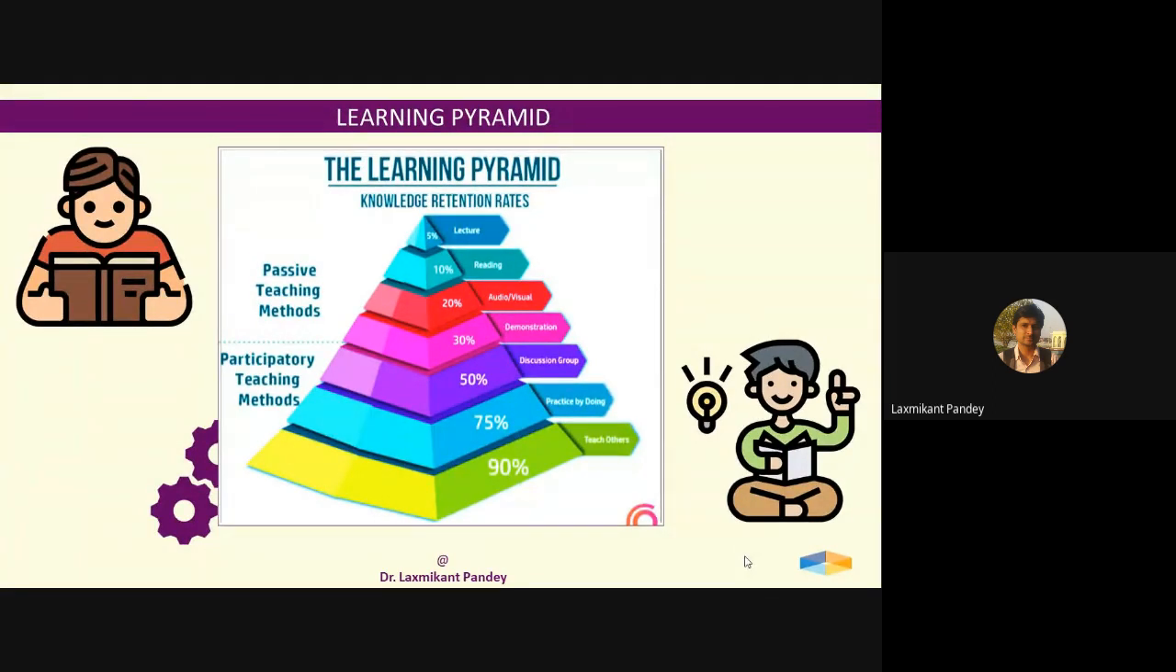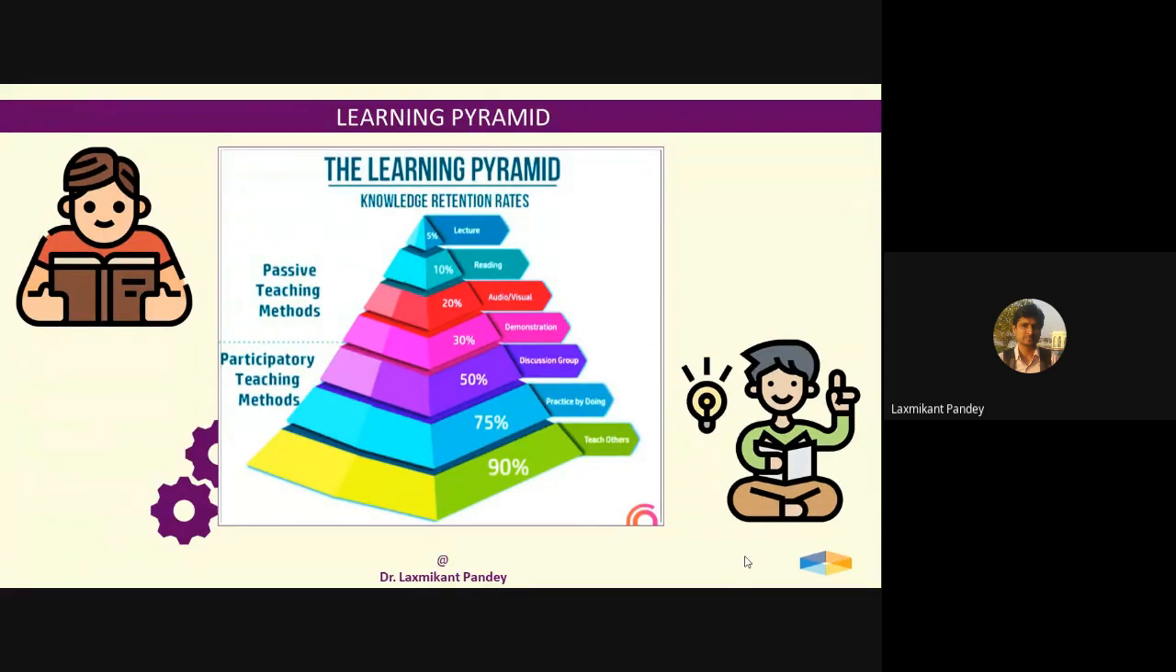Because of that, if you look at the lecture method, the retention of knowledge is 5%. So this is the learning pyramid. And if the student is listening, he can retain not more than 5%. This is what this learning pyramid says.